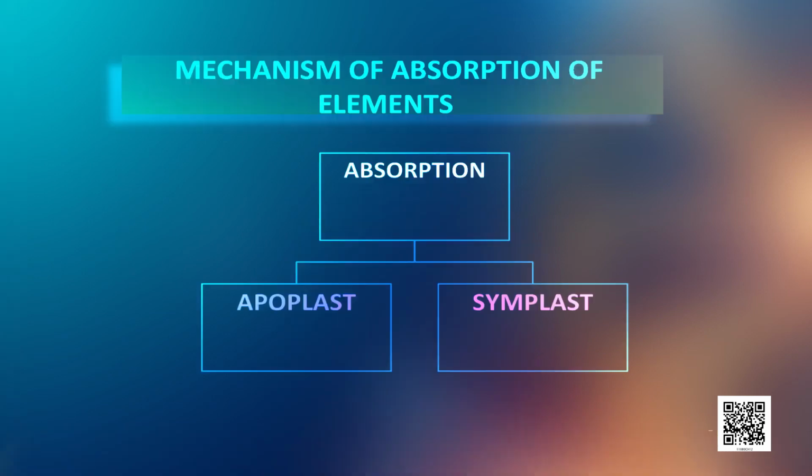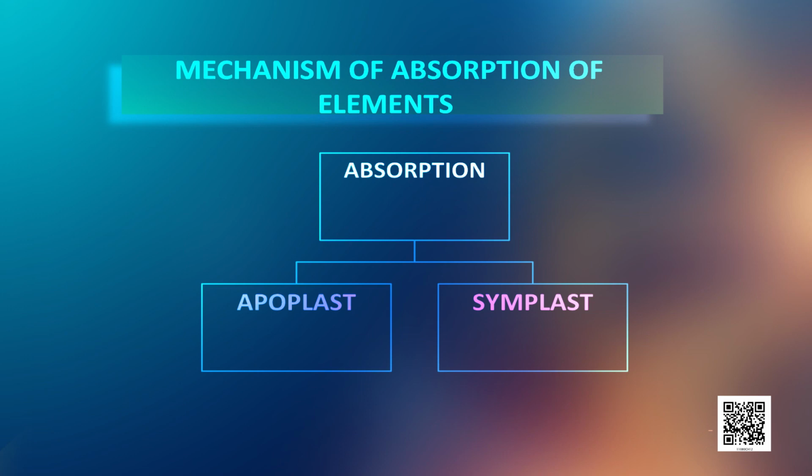We will now discuss how plants absorb elements. Mineral salts are mostly present in the soil solution in ion forms. Plants absorb them in the form of ions. Plants use two methods for ion absorption.